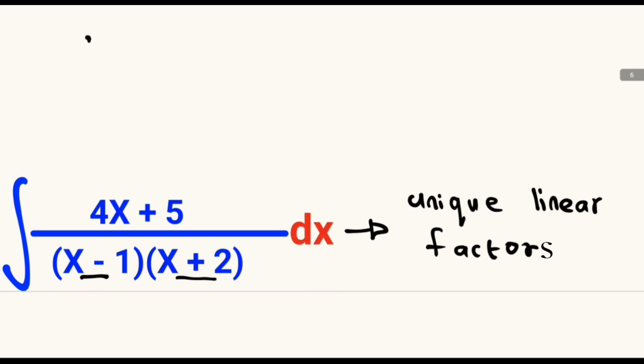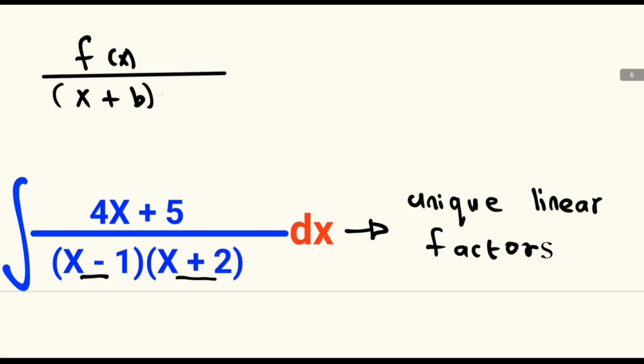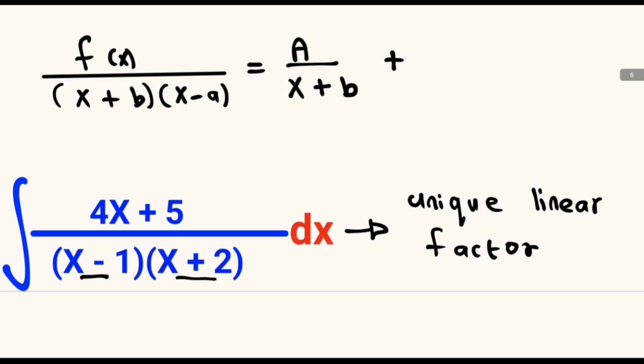Suppose we had f of x divided by x plus b multiplied by x minus a, then our decomposition will be equal to a divided by x plus b, the first factor, plus b divided by x minus a, the second factor.